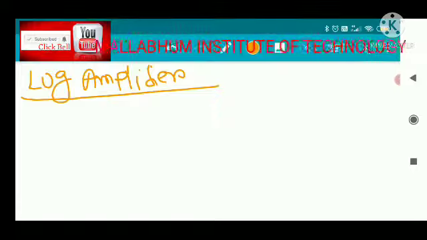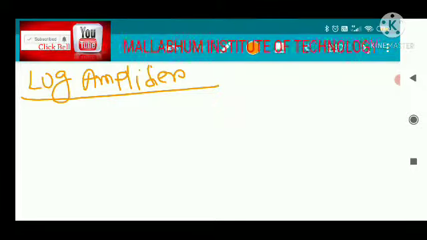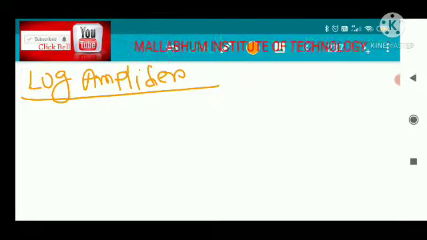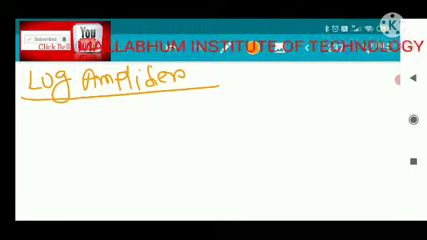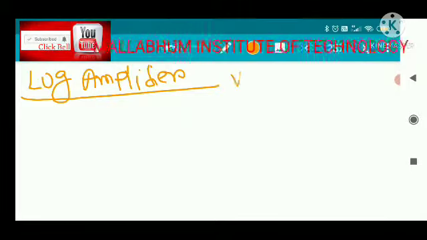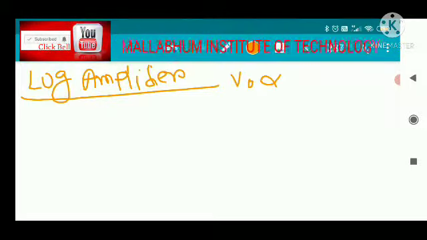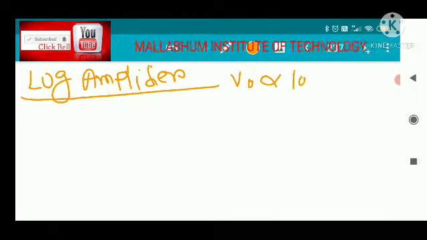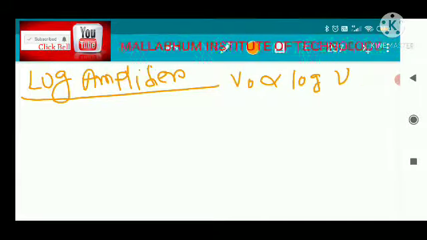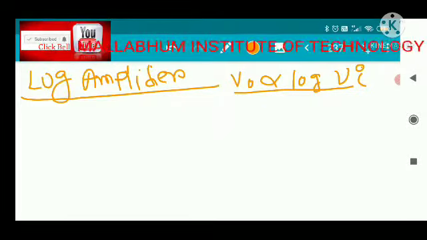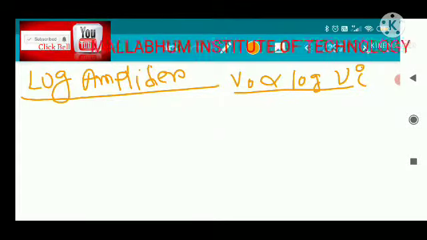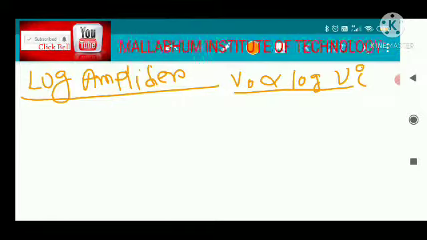So this log amplifier is also a nonlinear application of the operational amplifier, and in the case of the logarithmic amplifier, the output voltage is directly proportional to the logarithm of the input voltage. That means the output voltage is proportional to the log of the input voltage. That's the relationship we want to establish through the circuit, where Vi is the input voltage and V0 is the output voltage.